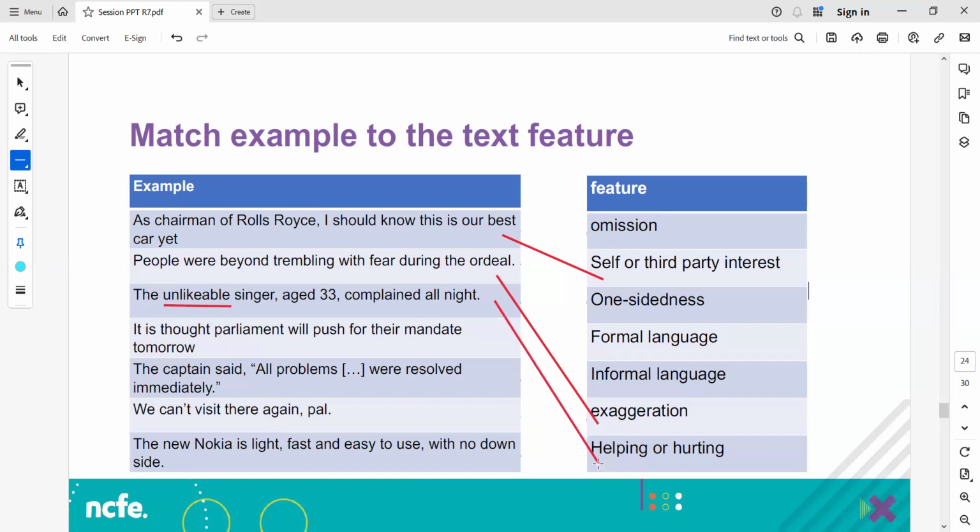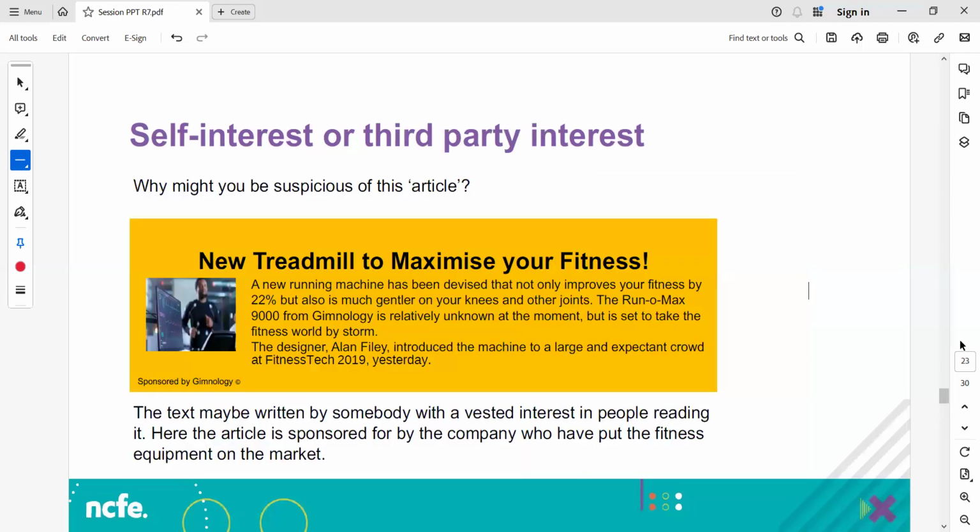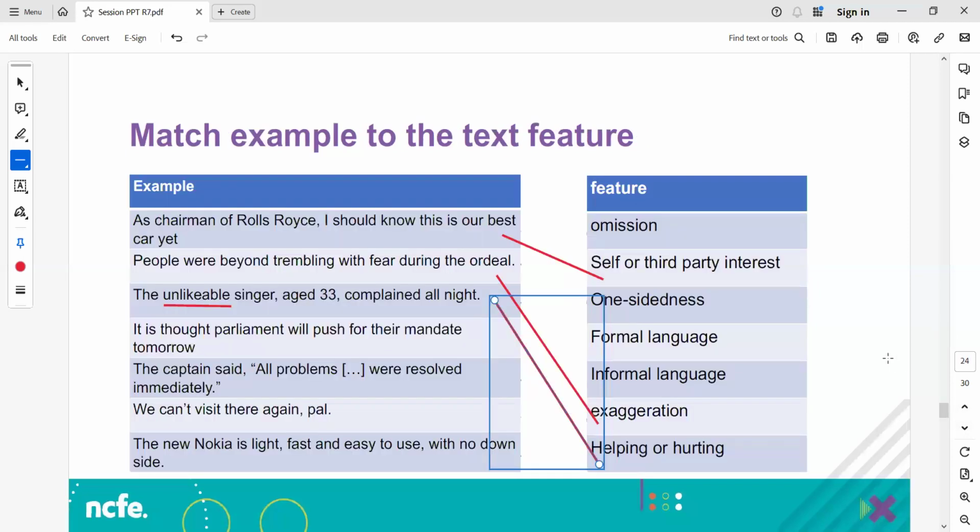Okay, it is thought Parliament will push for their mandate tomorrow. Is it formal? Good, it's formal. We've not got any contractions. Yeah, formal.